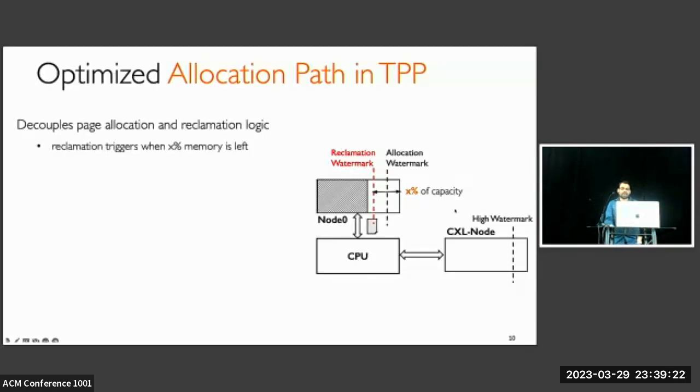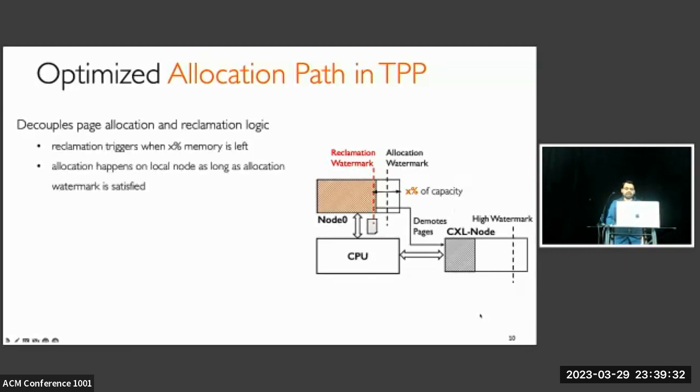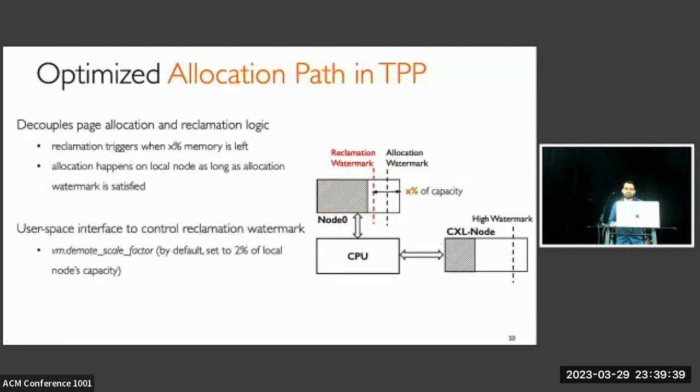Allocations to the local node can happen as long as free memory does not cross the allocation watermark. So this watermark is kept lower than the reclamations one, so that allocations can happen even if a smaller amount of free memory is available. And this extra headroom always allows reclamations to catch up with any burst in the allocation requests, which eventually helps more pages to end up in the faster local node. And we provide a user space interface to configure the reclamations watermark at runtime.